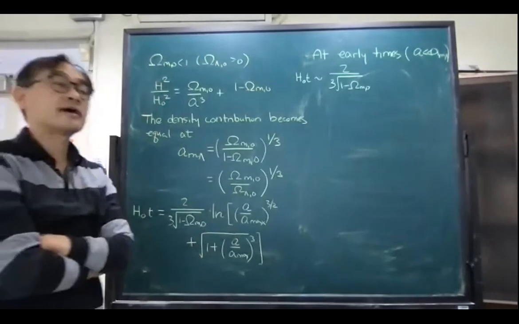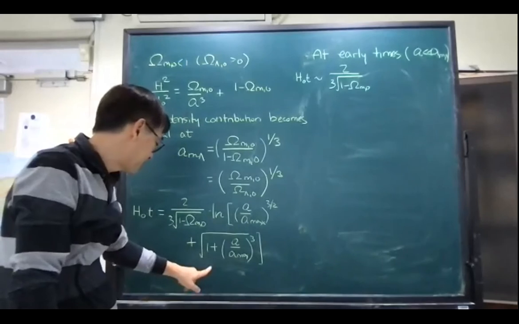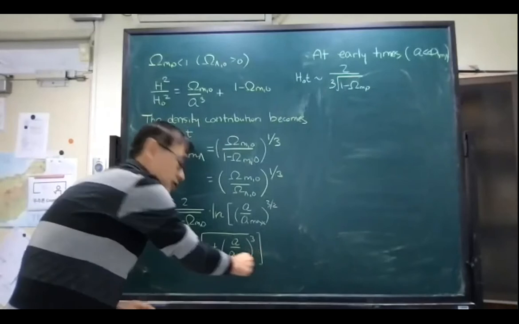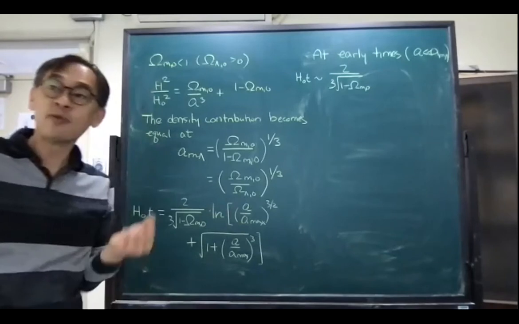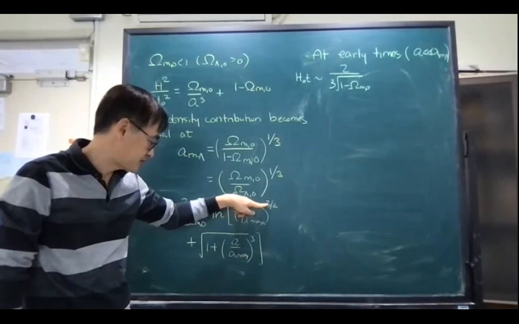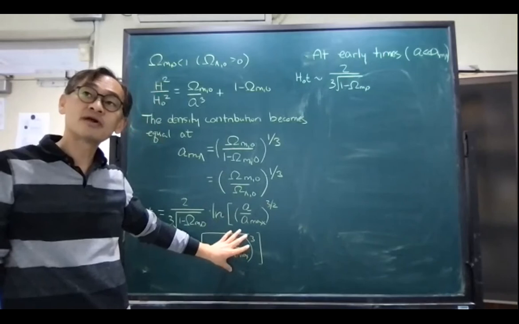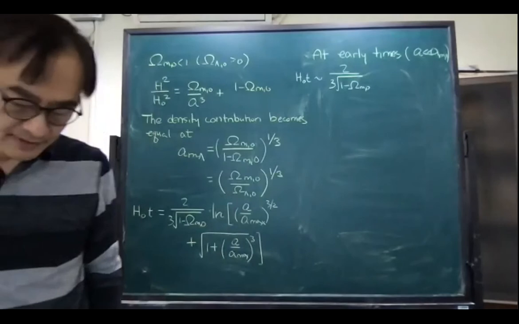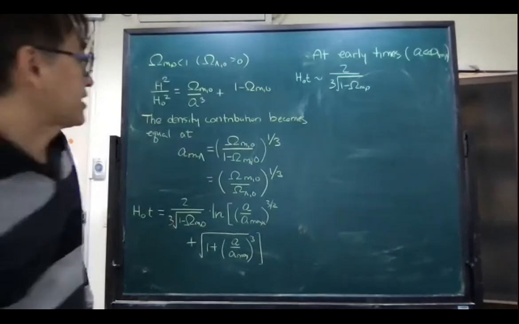So I make a binomial expansion. So I'm going to have 1 plus 1/2 of this thing, power of 3. But this a over a max is a small number. And this term is power of 3 over 2. This term is power of 3. So this term is much smaller than this term. Am I too fast? Okay.